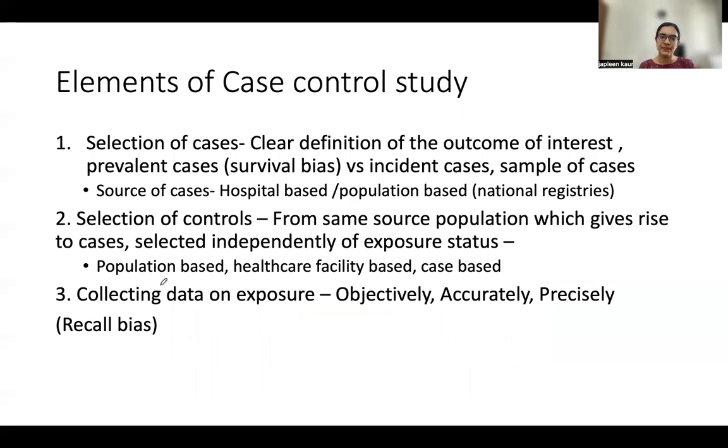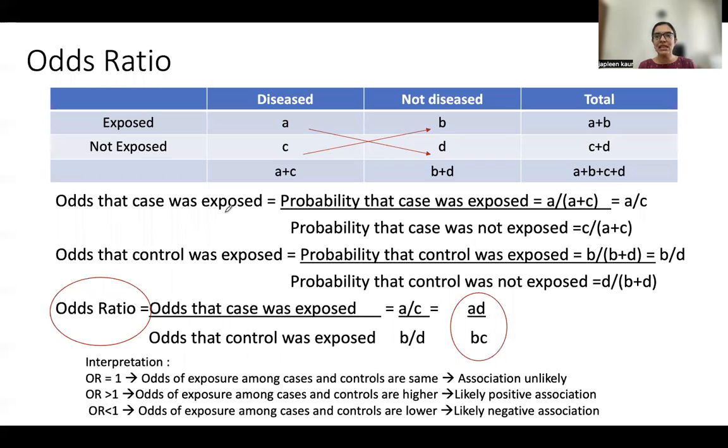And collecting data based on exposure, again here we must be very careful how we are collecting data about their risk factors or exposures. It should be as objective, accurate and precise as possible. And yes, there may be some recall bias, since the cases may remember their exposures more clearly compared to the controls. And the measure of association that we get from a case control study is basically the odds ratio.